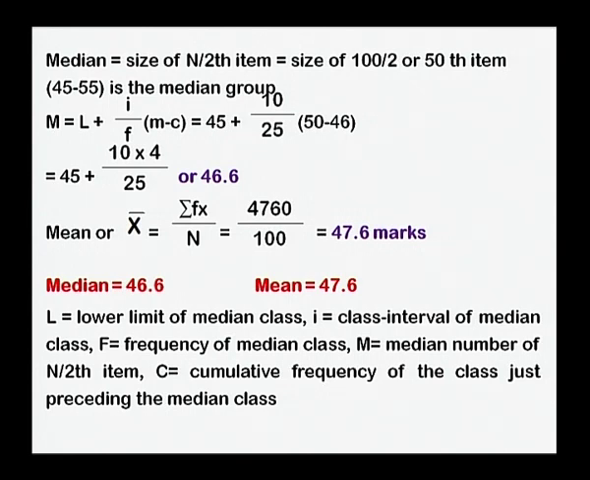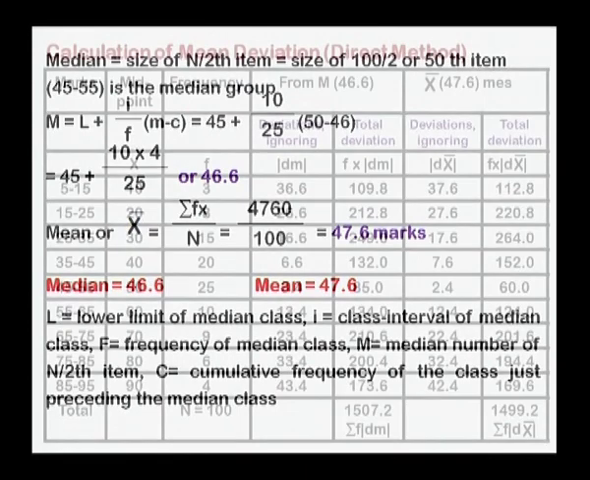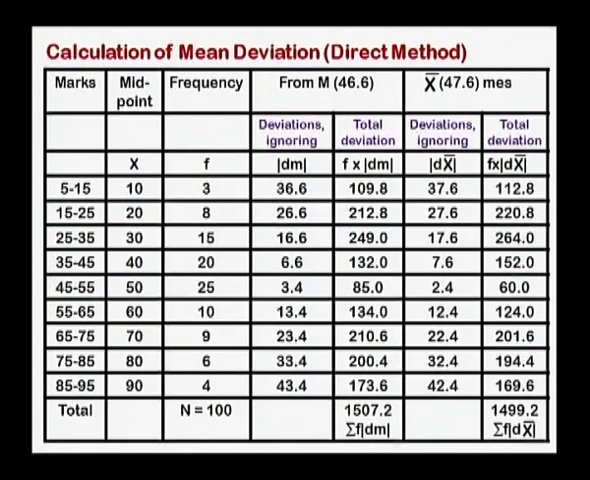Now, in this case L stands for the lower limit of the median class, i is the difference of the class interval of the median class, f is the frequency of the median class, and m is for the median, the n divided by 2 th item, and C here means the cumulative frequency of the class just preceding the median class. Now, we calculate mean deviations.